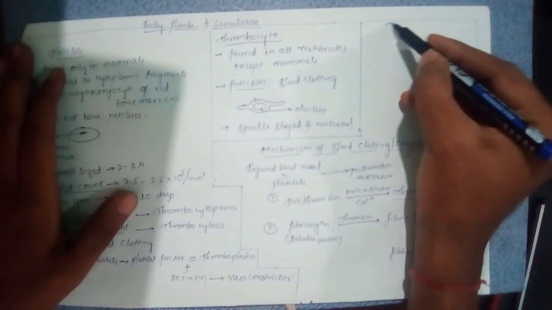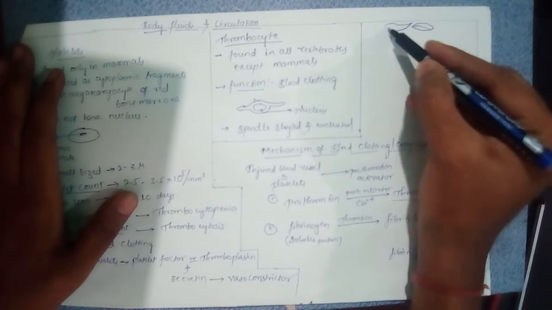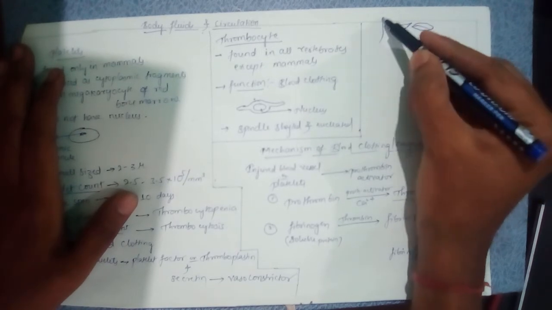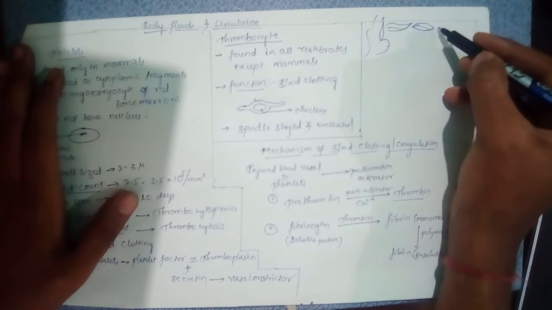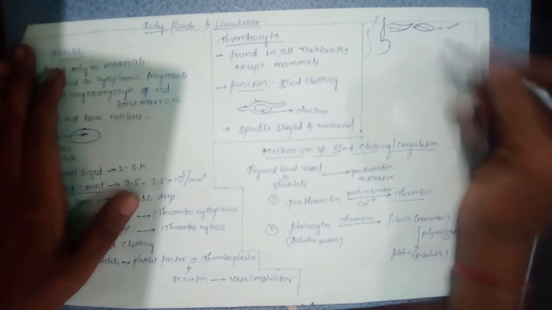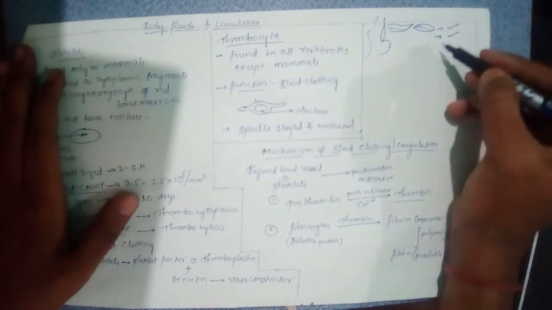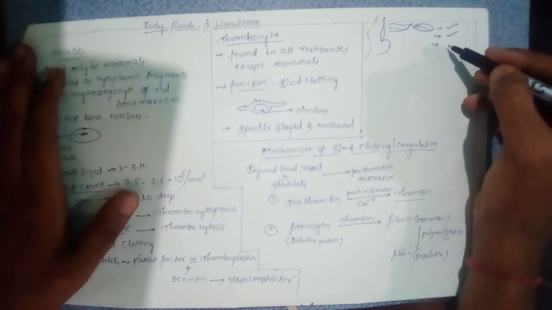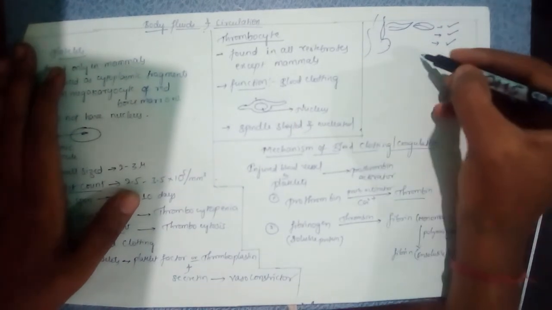Spleen. This is the spleen, commonly called the graveyard of RBC. It is also called a blood bank. And it is the main site for the production of a few WBC cells. Understanding? I will write here.